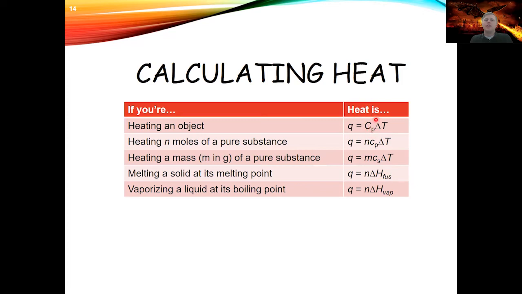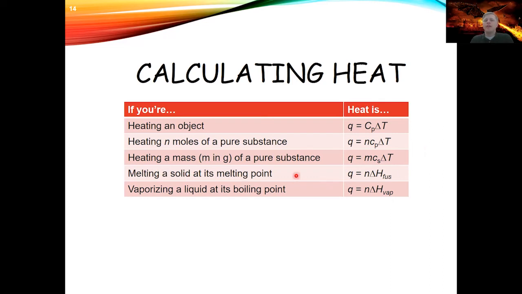For heating an object, you have a capital C. Heating a pure substance, a certain number of moles or grams, you have a lowercase c, and you have different subscripts for those. But those subscripts and even the capitalization are often incorrect in technical usage, meaning that people often write them wrong when they're writing these things out. So always make sure to look at the units of the heat capacity you're using. The units on it will tell you which kind of heat capacity it is.